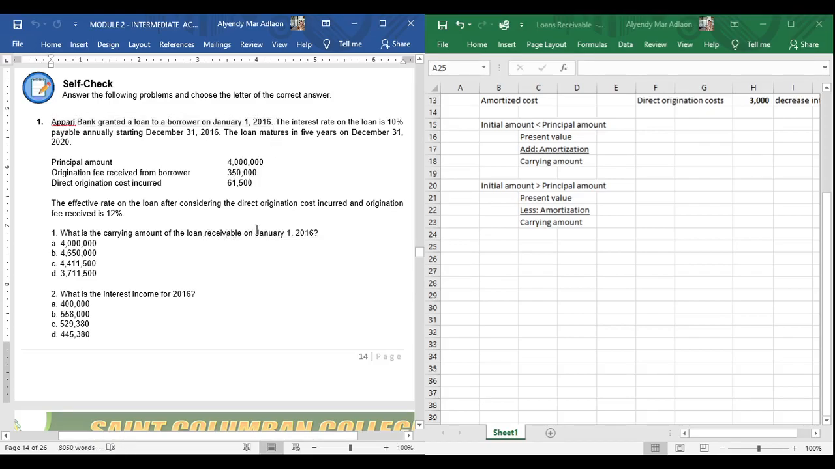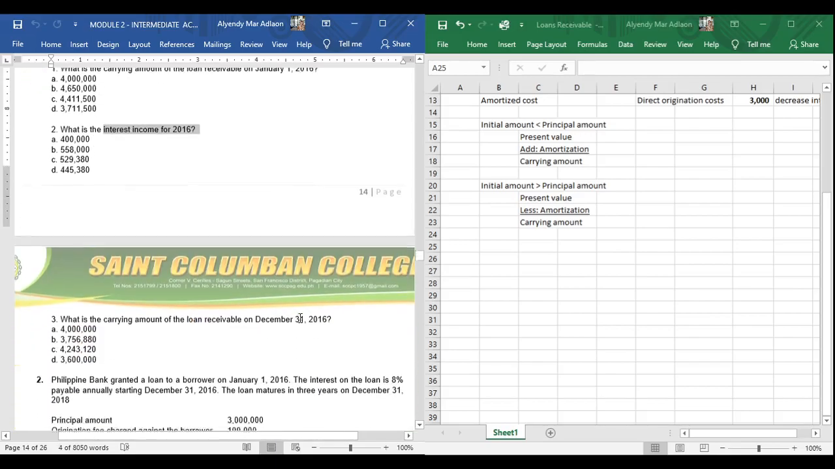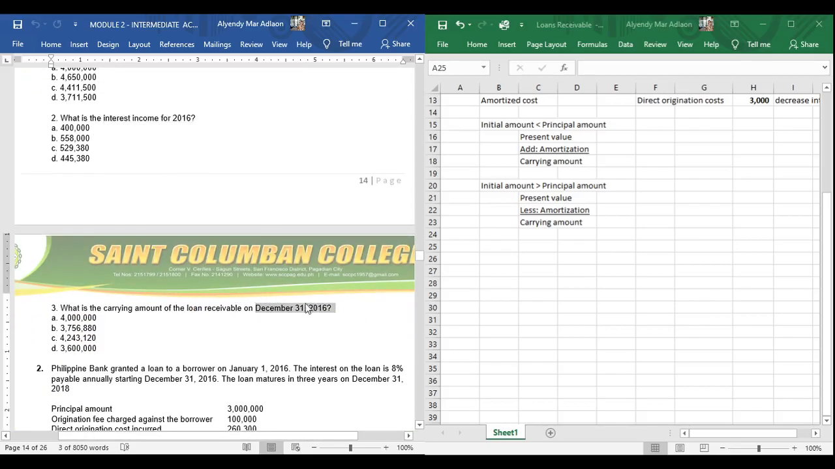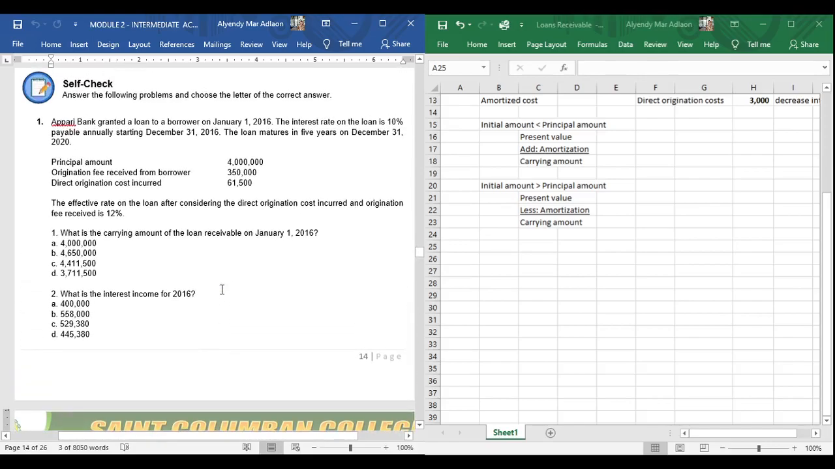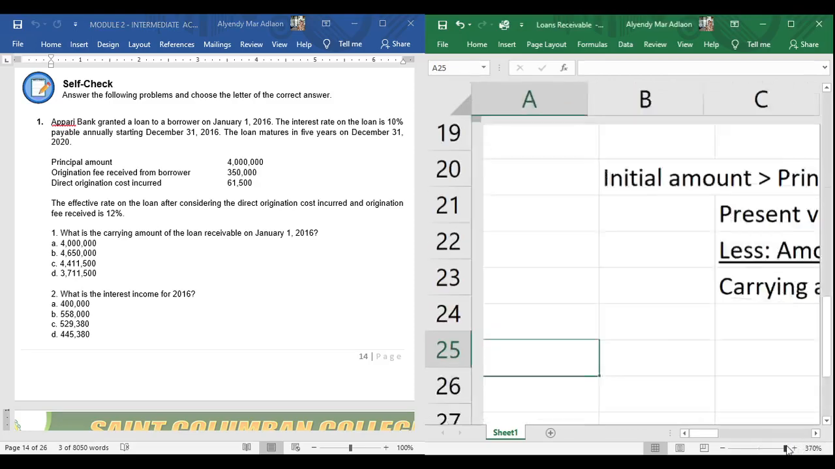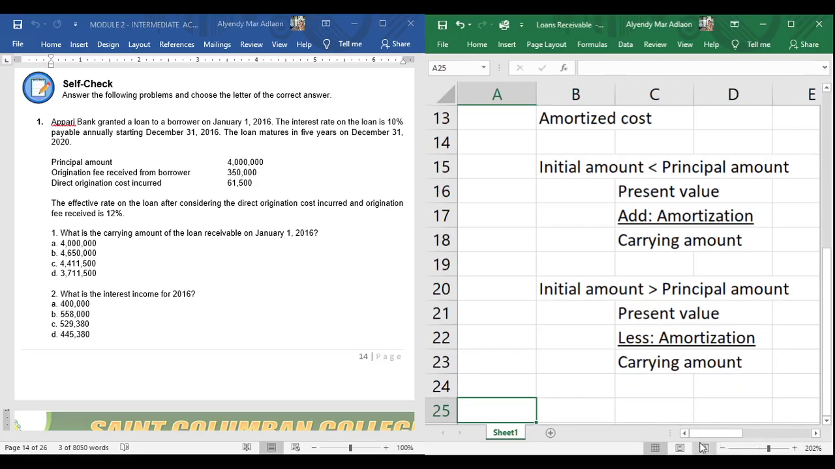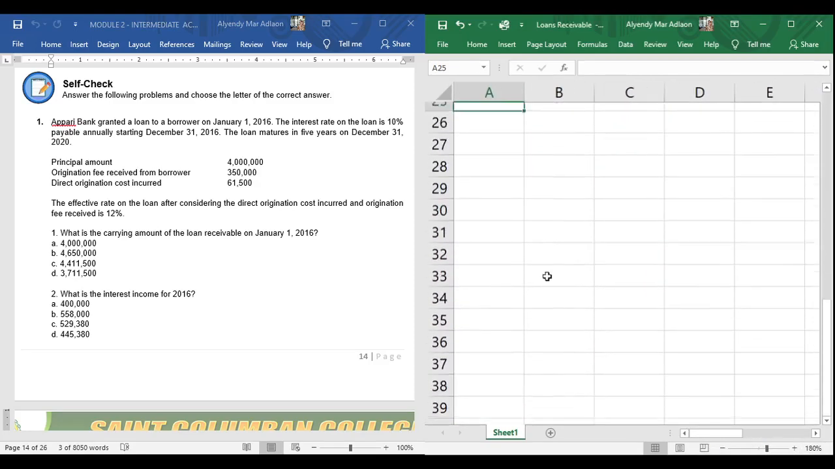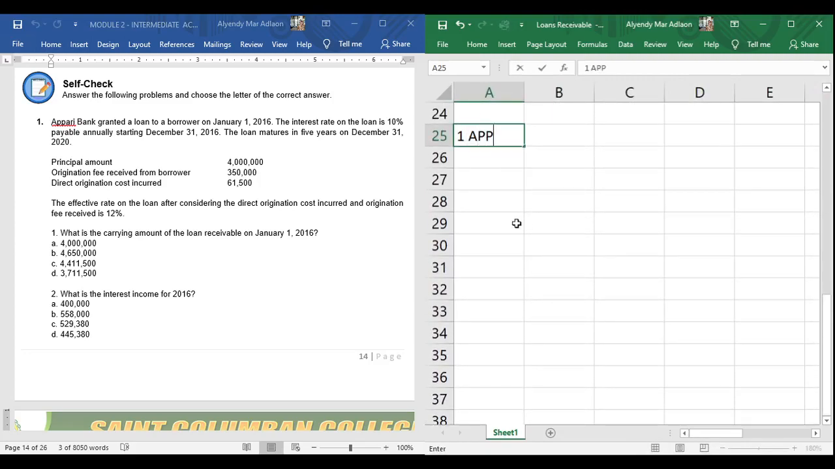So the first question is the initial measurement. The second question is the interest income for that year. And the third question is the subsequent measurement. Now, let us read the problem. Apari Bank, okay, I'm just gonna write it first. Okay, Apari Bank. Apari Bank granted a loan to a borrower on January 1, 2016.